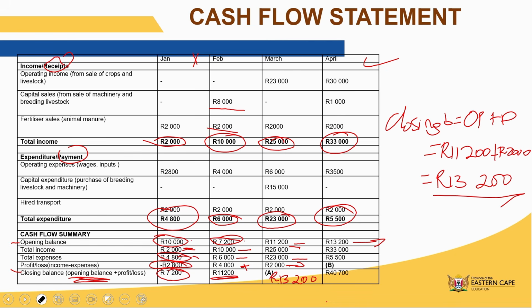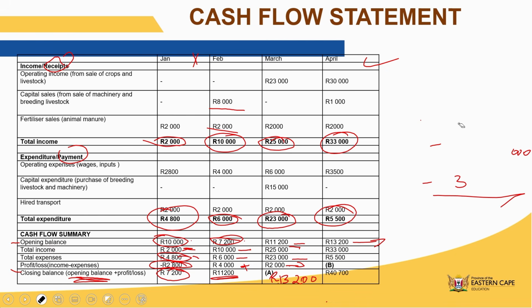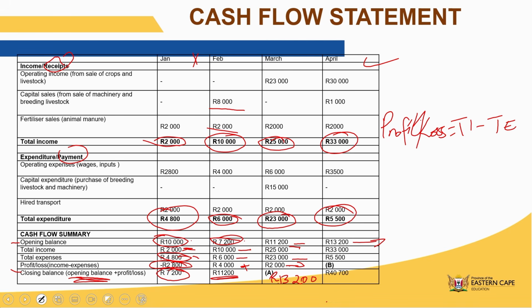Remember the formula? I said when we're calculating the profit or loss, we have our formula that we use, which is profit or loss equals to total income minus total expenditure, but write it in full as a learner. Then the total income for April is 33,000 minus the total expenditure for April, 5,500.